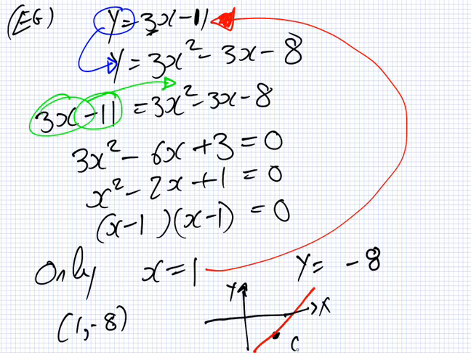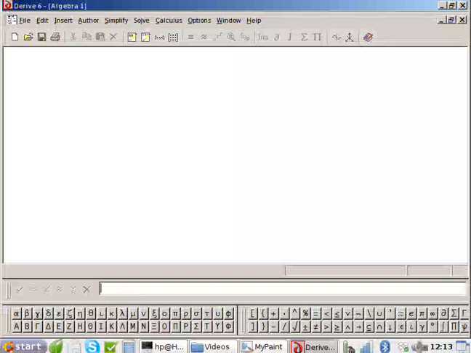Now everything can be divided by 3. So what are the factors here? It's x minus 1 and x minus 1. So in fact there's only x equals 1. I can take this value back in here and I'll get y must equal 3 minus 11, which is minus 8. Yeah? So the point here is 1, minus 8.